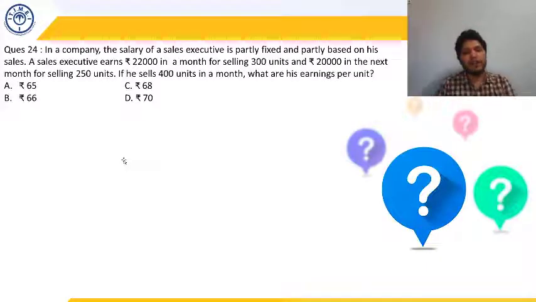So the next question is question number 24 of your handout. Just try and get an idea of what has to be done in this question in 40 seconds. So just try this question.